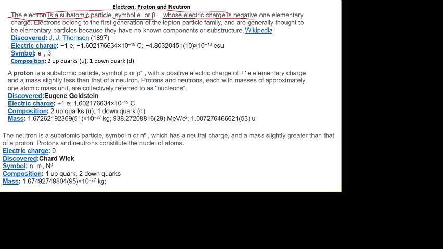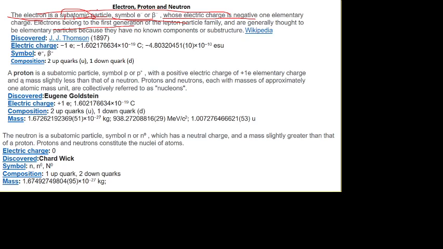Electron belongs to the first generation of lepton. Don't worry about this. But what I want you to know that is very important here is that electron is a subatomic particle. It is under atomic because the word sub means under atom. Subatomic, under atom. And particle means it's a small part under atom.